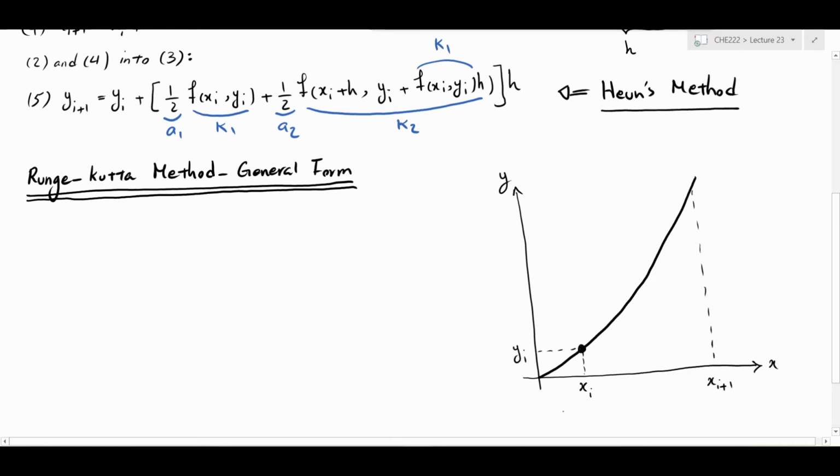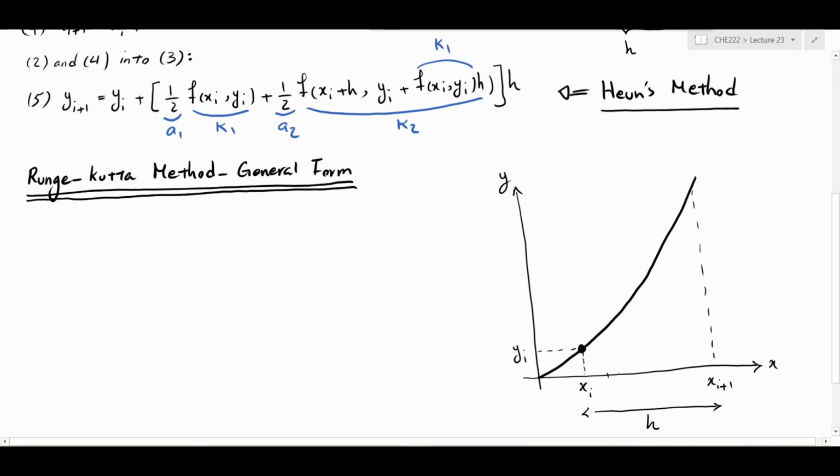In a similar fashion as we explained before, at each step of calculation, we have the value of the function at the beginning of the interval, which is yi, and we want to estimate the value of the function at the end of interval, which is y at xi plus 1 or yi plus 1, and the step size is h. So now if I want to calculate the slope of the function at some intermediate points, firstly I have to define these intermediate points.